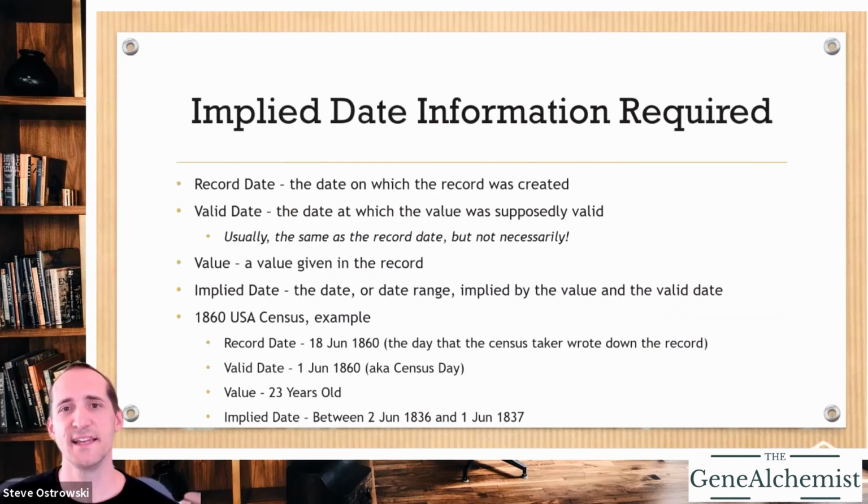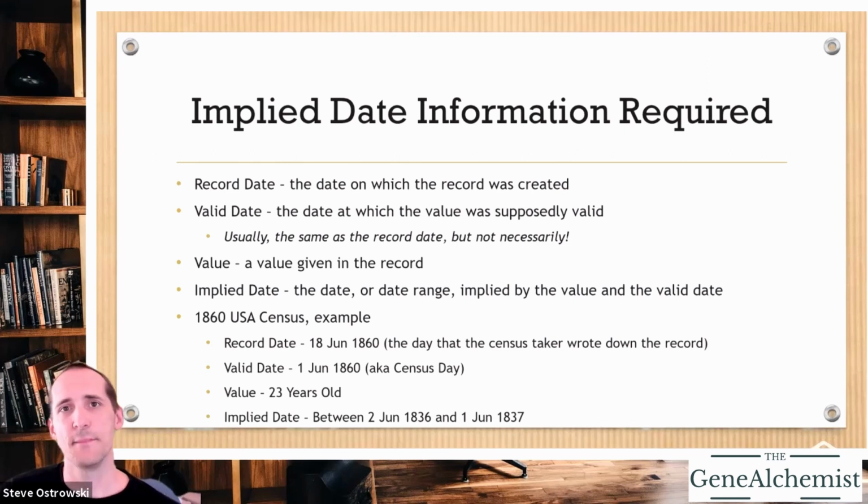So for implied dates, what information is required? First, I'm going to call it the record date, the date on which the record was created. A valid date, which is the date at which the value was supposedly valid. And I'll explain what that is. Usually that's the same as the record date, but not necessarily. So for example, on that marriage record, the record date is when the person applied for the license and they gave their age. So the age value of 22 was valid on the same date as the record date.